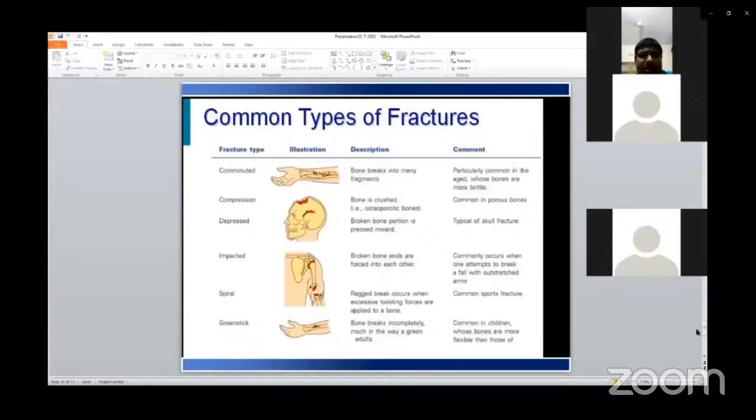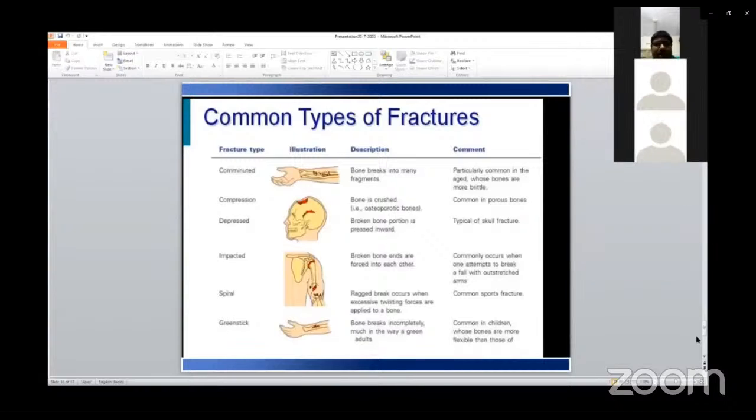The next one is greenstick fracture. This kind of fracture happens to children. Here sometimes the bone doesn't break, but you can see a bend in the bone structure. In some greenstick fractures, the bone breaks incompletely. It happens only in children because children's bones have more flexibility due to their tender nature.